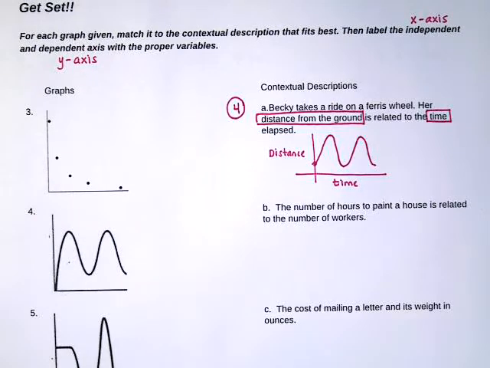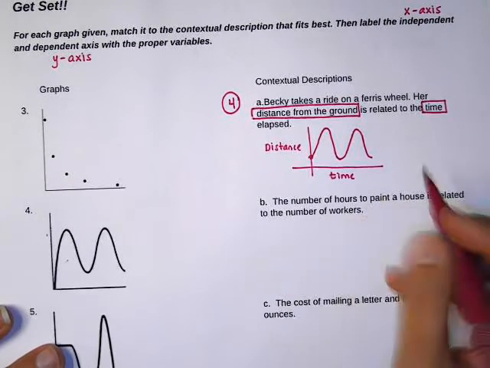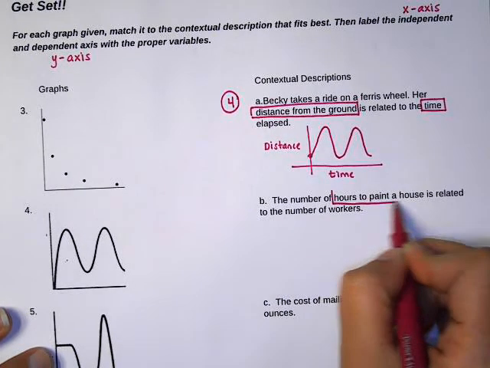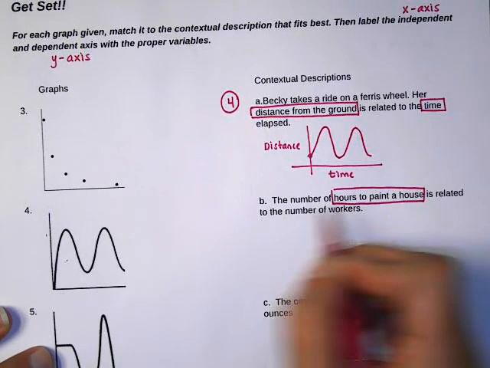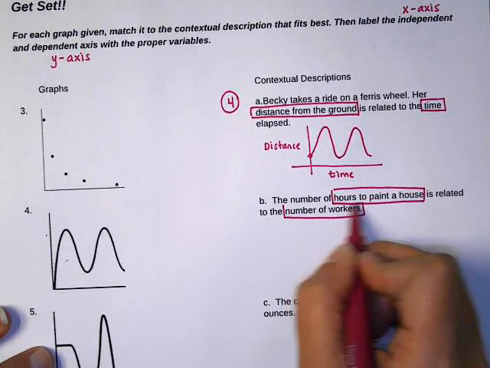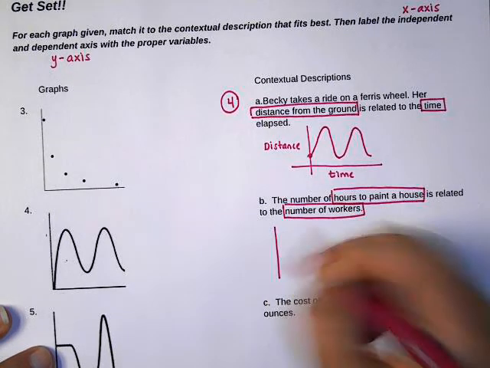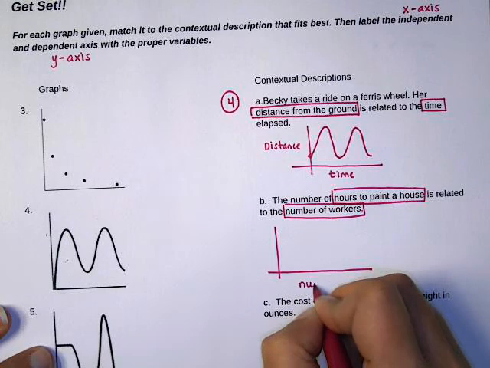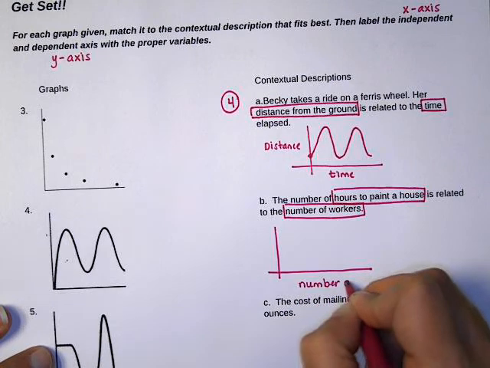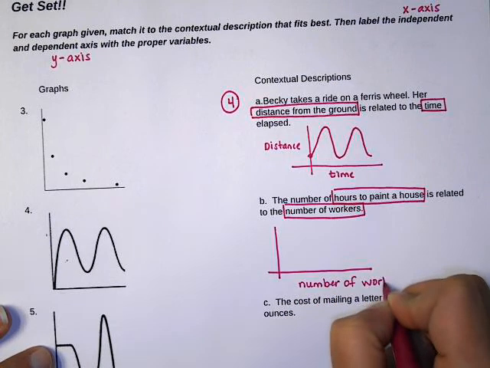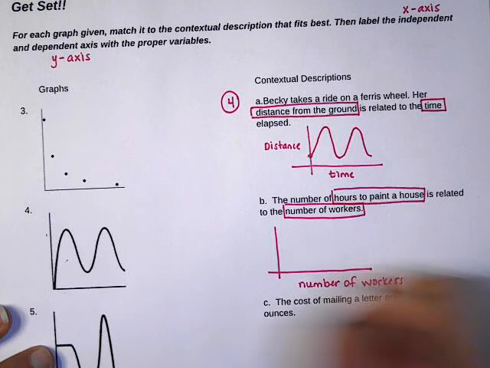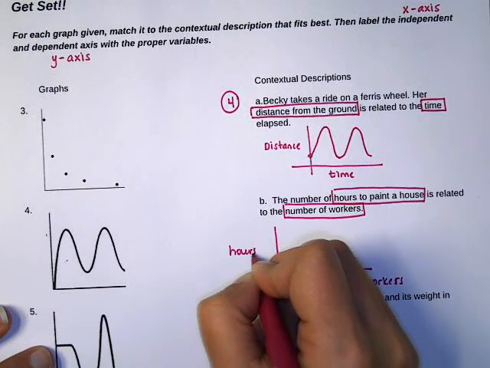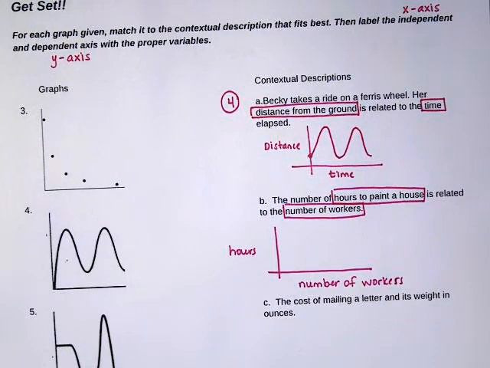Another example would be the number of hours to paint a house is related to the number of workers. So we're looking at the hours it takes to paint a house and comparing that to the number of workers. So on my graph, I would think that the number of workers would go here, and the hours would go here because I'm measuring how many hours it takes to paint.